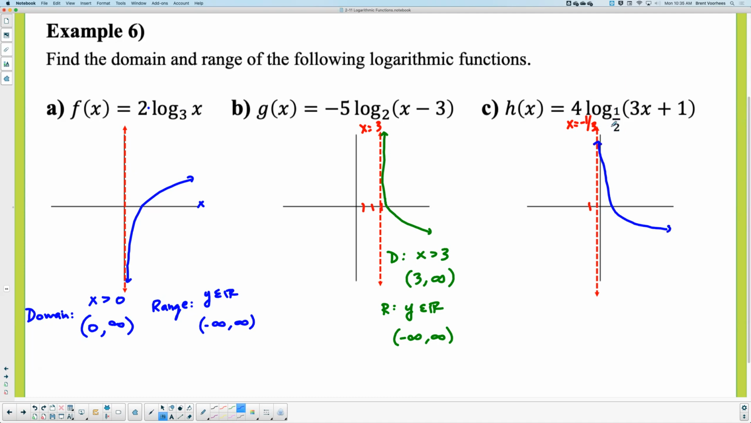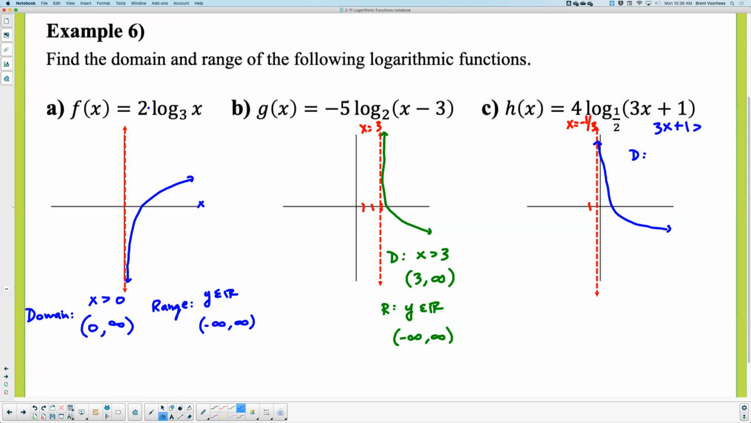We're saying this is decay this time, because the x's are getting multiplied by 1/2. So that's decay. Now let's talk through our domain. How far left does this graph travel? Close to negative 1/3.